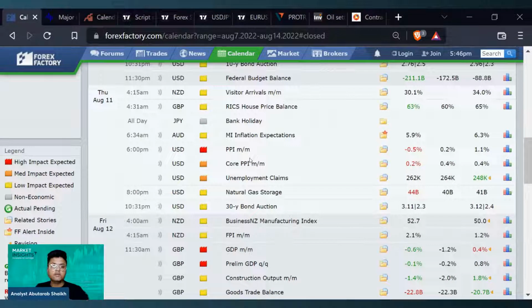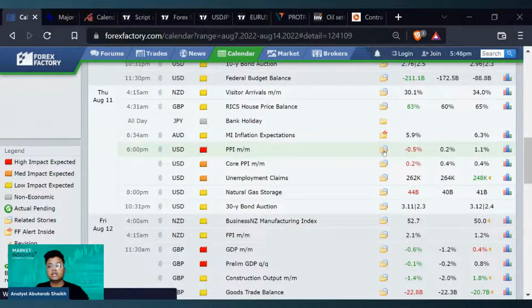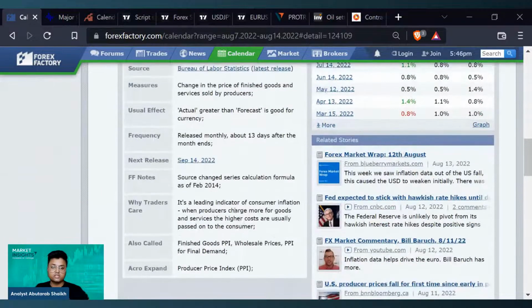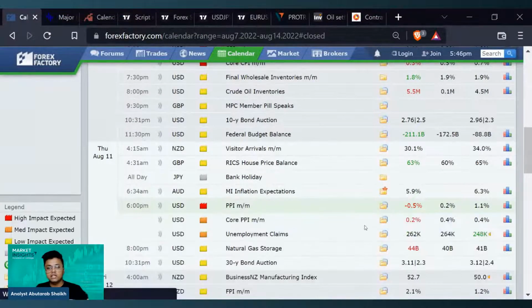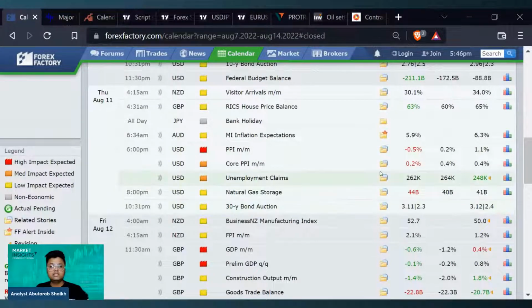After that, PPI data has come in, and PPI is negative, right? So PPI basically is a leading indicator of the consumer inflation. So when producers get goods for a higher premium price, then they pass that premium price to the consumers. That's what happens. And PPI data is also kind of not very healthy, but we can see some changes.